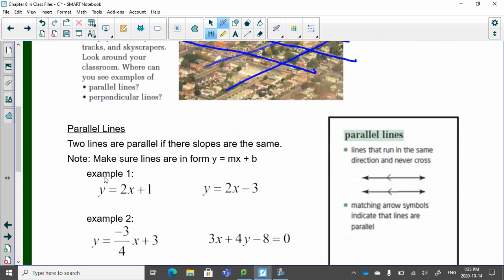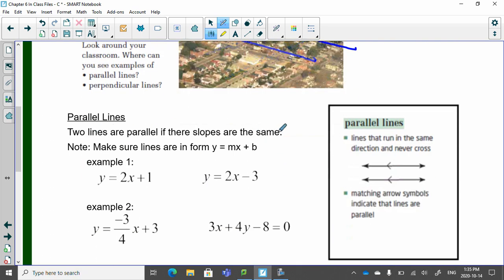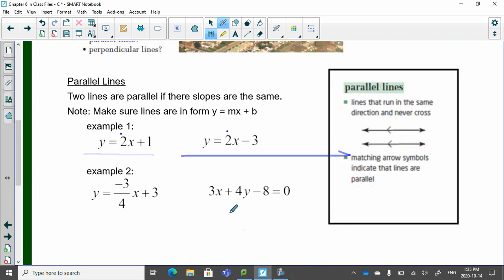Parallel lines. Two lines are parallel if their slopes are the same. Make sure your lines are in y equals mx plus b. If they're not, it's hard to tell. So for example 1, here's my first line, here's my second. We see that our slopes in both are 2. These are parallel.